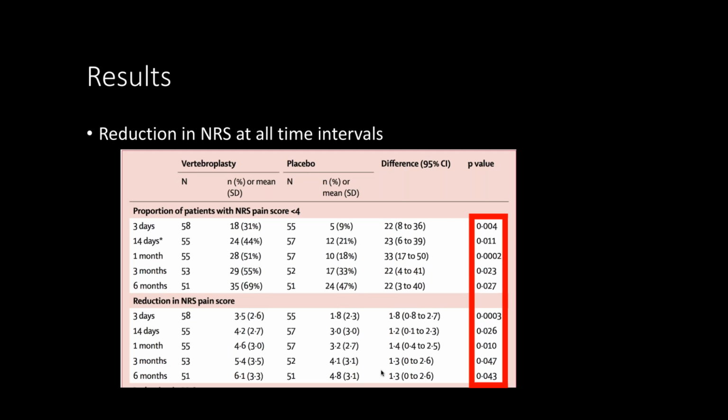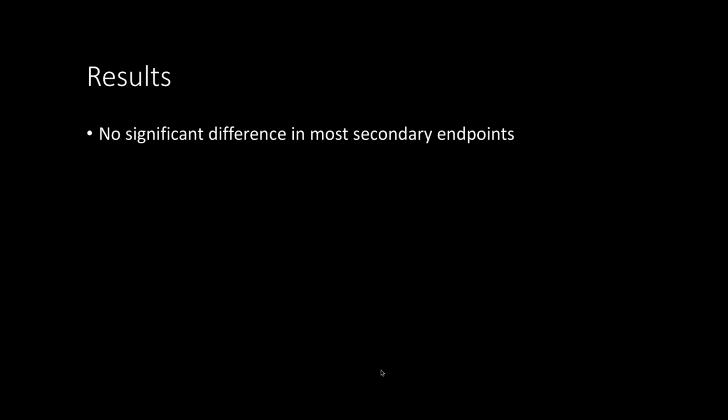They also did the Rowland-Morris Disability Questionnaire. They did various quality of life questionnaires. They used a VAS, checked the analgesic use, and also for the patients that were inpatients, they actually looked at hospital stay. So at all time intervals, they found that vertebroplasty would result in a lower NRS score, as the second trial did.